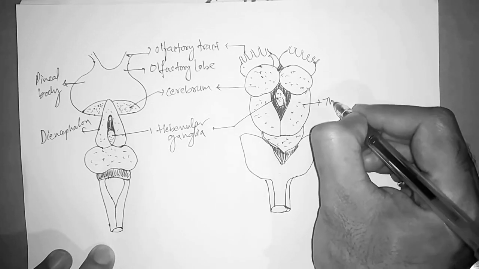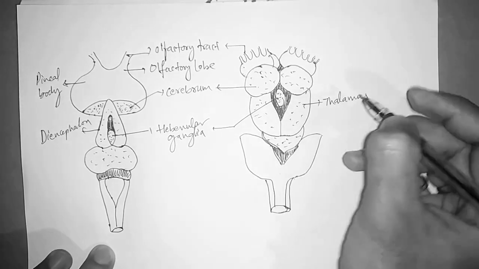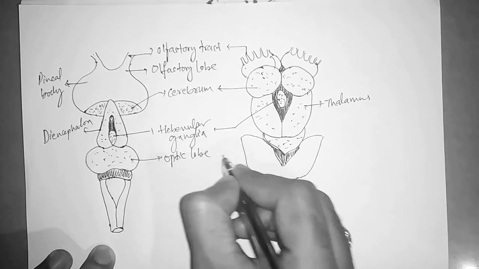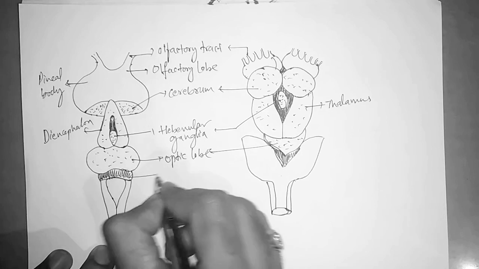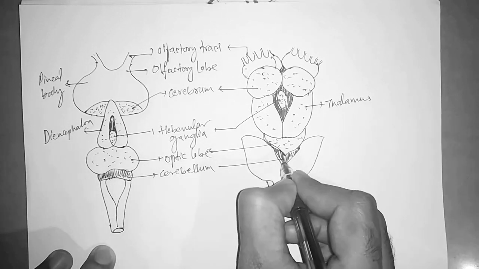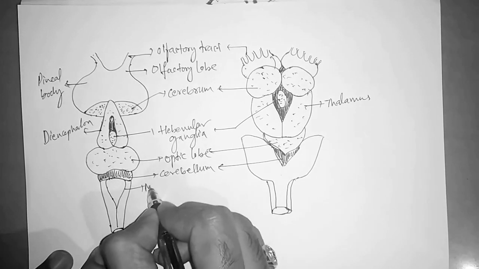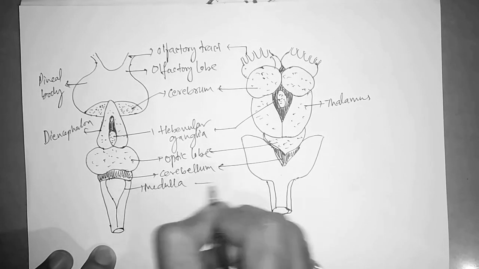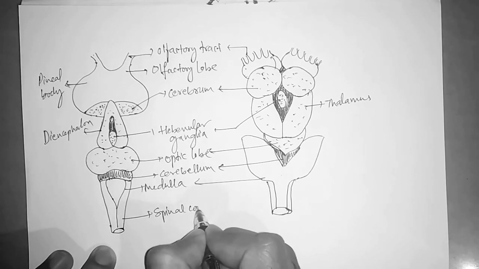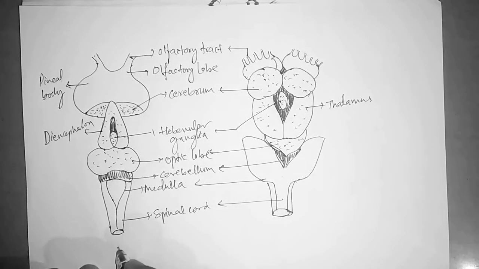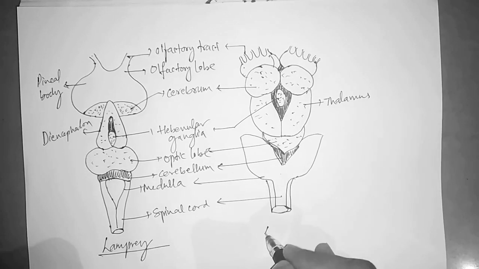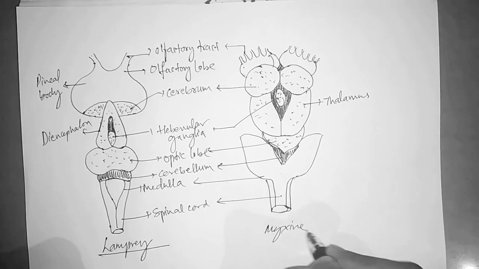This region is the thalamus. This is the optic lobe for both. This is the cerebellum. This is the medulla, and this is the spinal cord. Now this diagram is for lamprey, this diagram is for myxin.